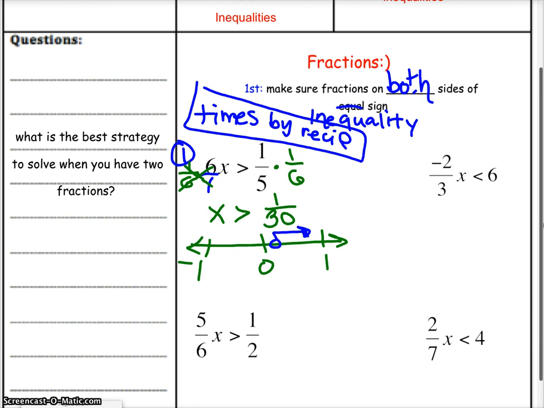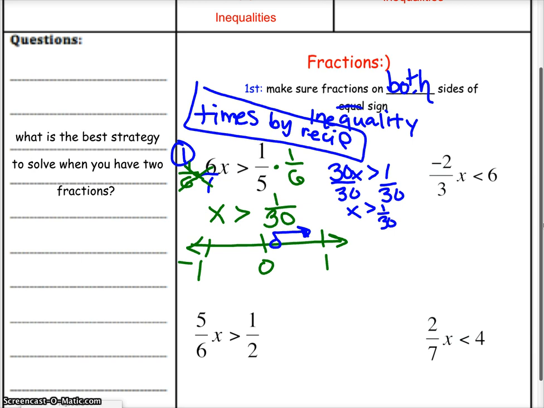Gatlin? Couldn't you just multiply by 5 on the fraction? But then what are you going to do? Then you're going to be left with 30x is bigger than 1. And then you'd have to divide through by 30. And then x is bigger than 1 over 30. I mean, you can definitely do that, but you have to be careful. I'm going to use that strategy here, though.